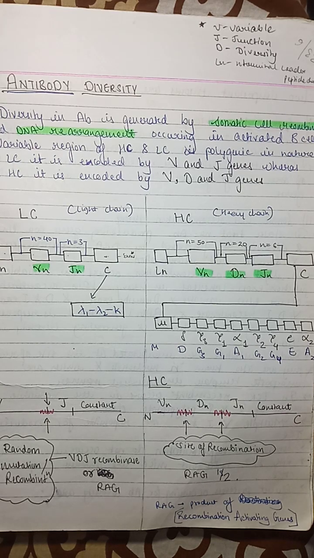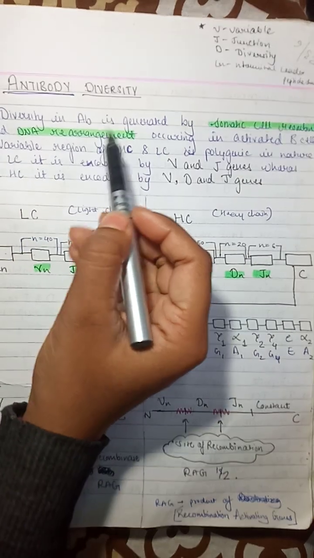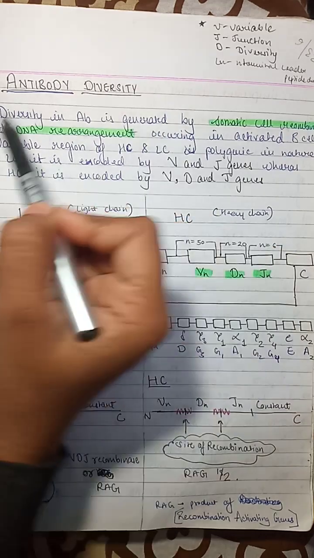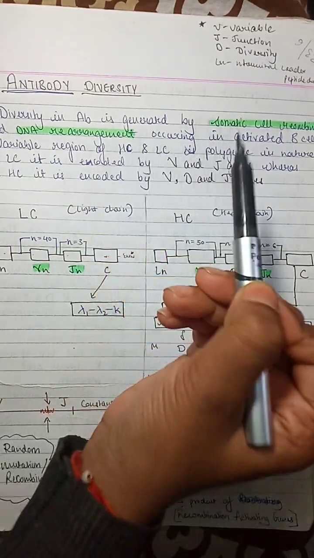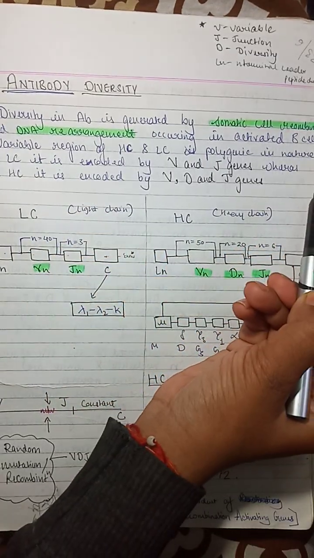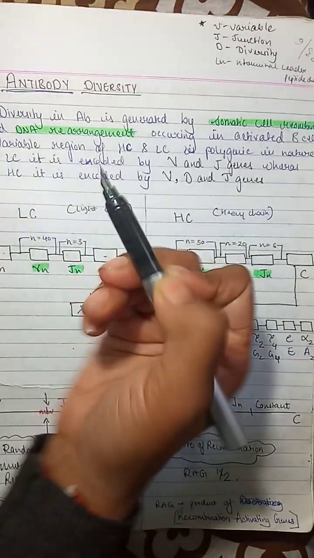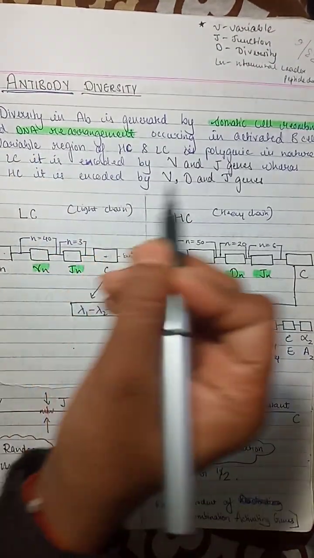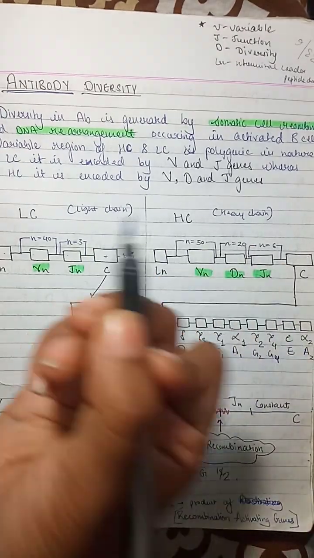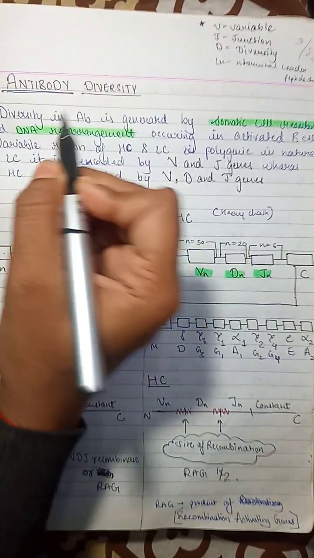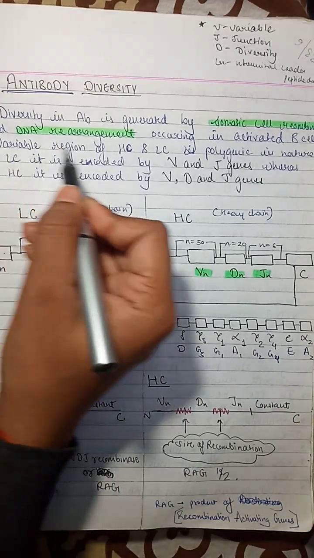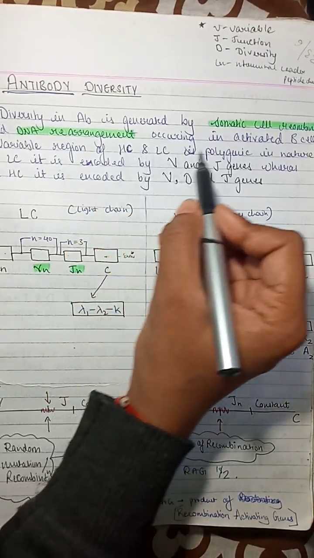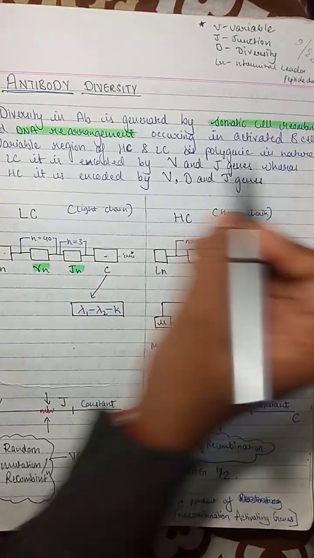Antibody diversity. Diversity in antibody is generated by somatic cell recombination and DNA rearrangement occurring in activated B cells. So whatever somatic recombination and DNA rearrangements happen in activated B cells, due to that the diversity in antibody is generated. The variable regions of heavy chain and light chain are polygenic in nature.